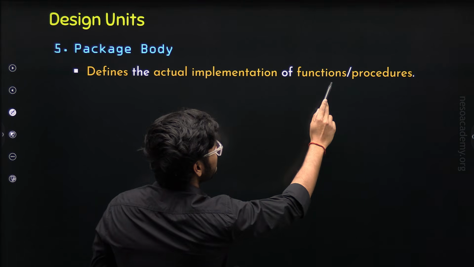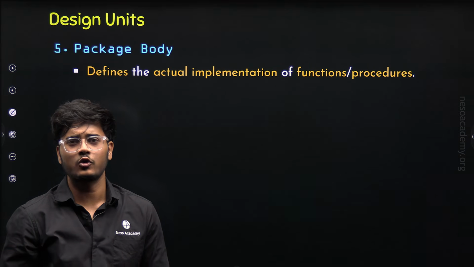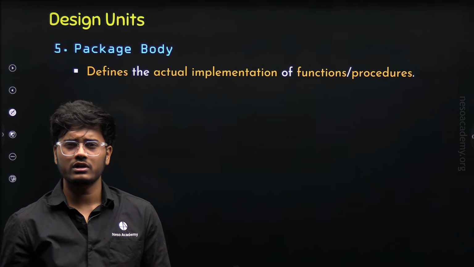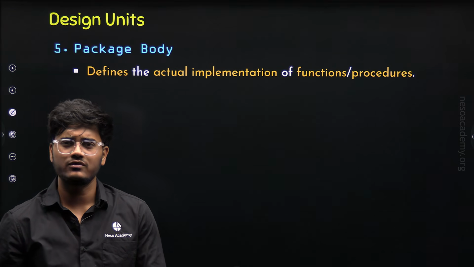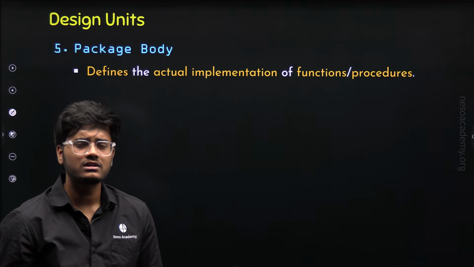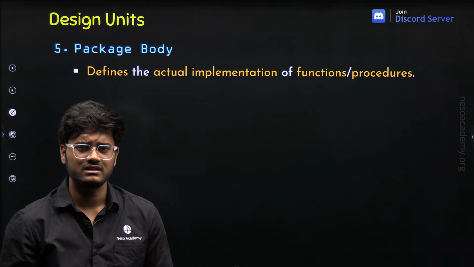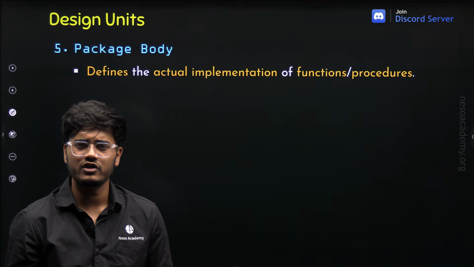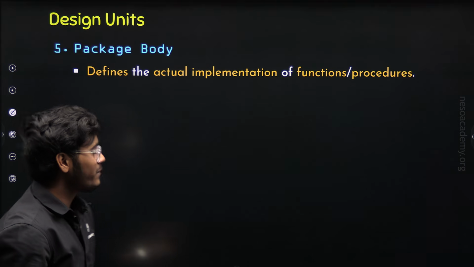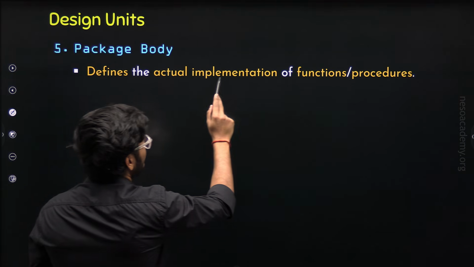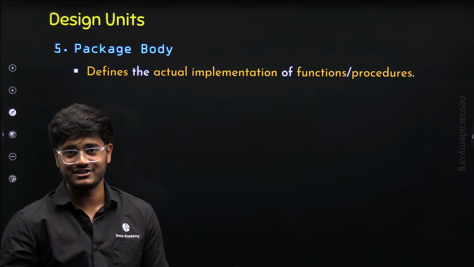Now, what is function and procedure? Function is a reusable block of code that takes one or more input parameters, performs a calculation, and returns one actual value, while procedure is a reusable block of code that performs multiple operations, such as updating signals or variables, and can give multiple outputs. So, package body defines the actual implementation of the items declared inside the package.